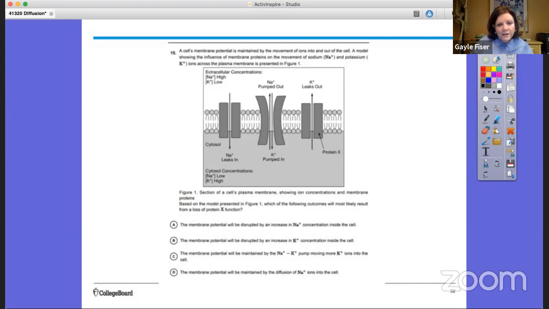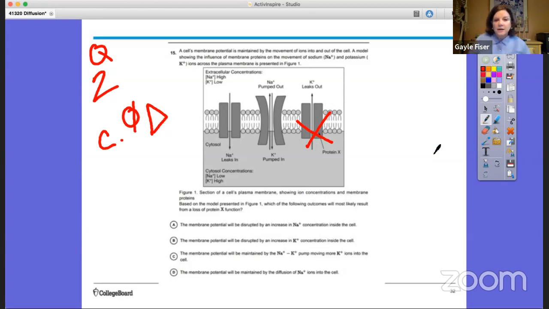All right, based on the model presented in figure 1, which of the following outcomes will most likely result from a loss of protein X function? Oh, here we go. Okay, so if we took out protein X, this looks just like question 2, part C, where you're going to predict what's going to happen if you take something out or you change it. Okay, this is similar. So based on the model in figure 1, which of the following outcomes will most likely result from loss of protein X function?